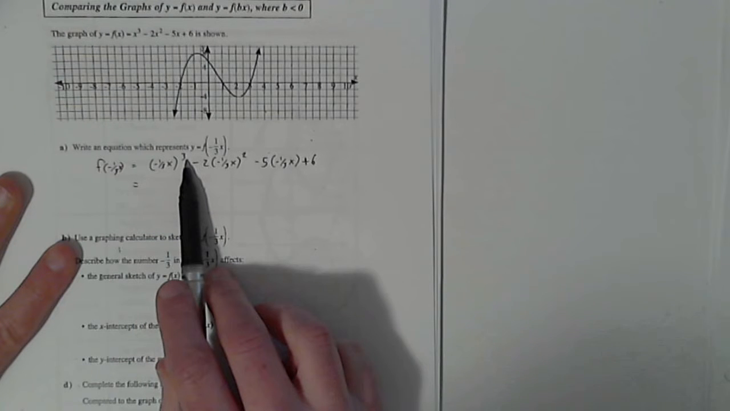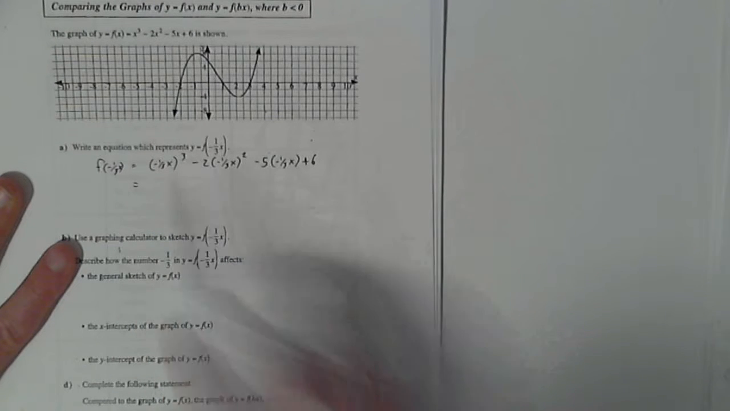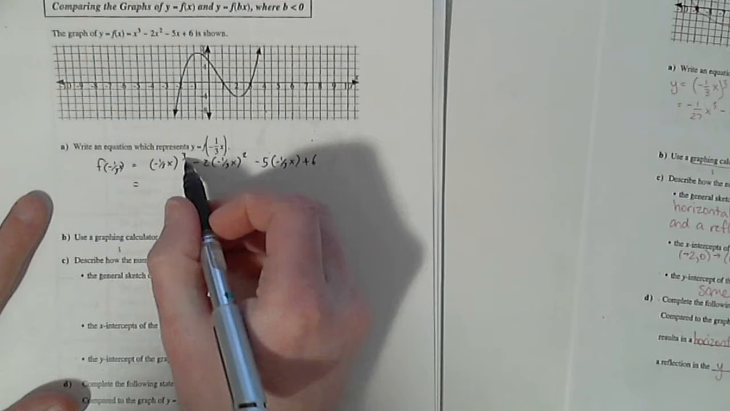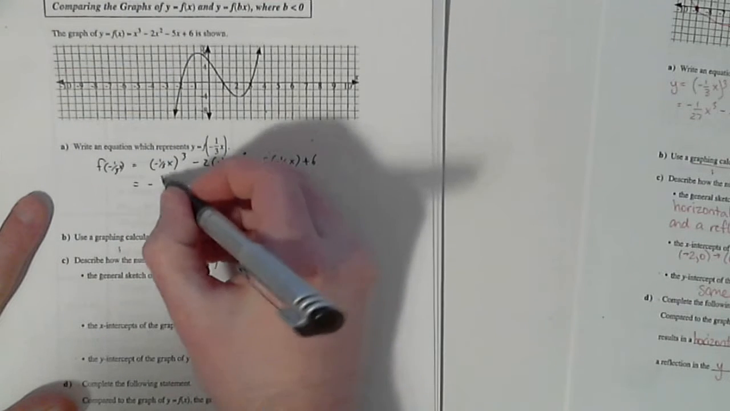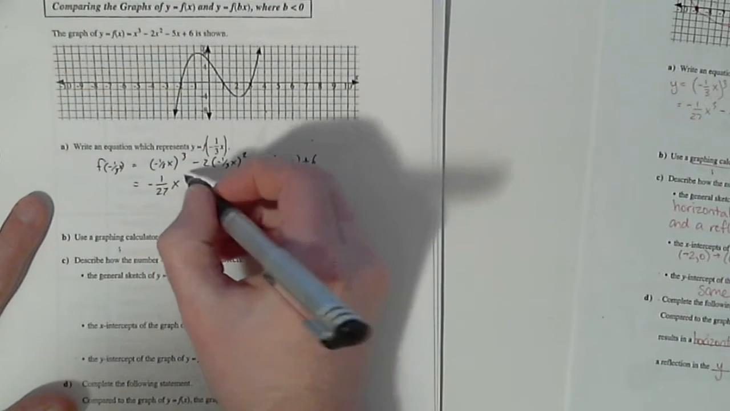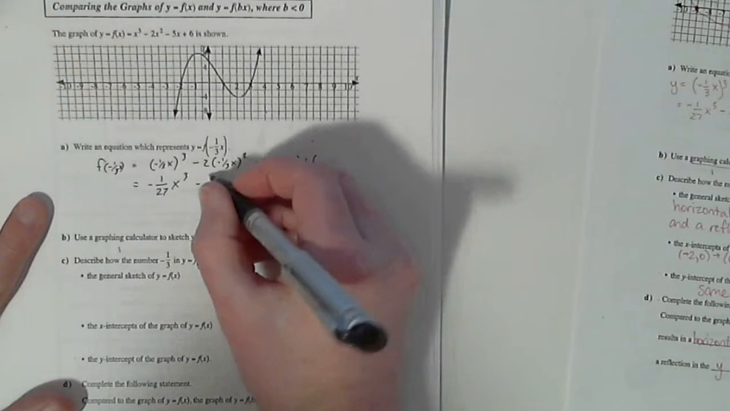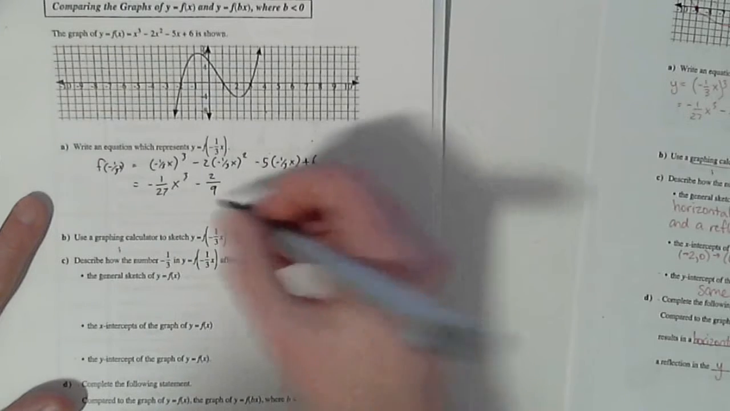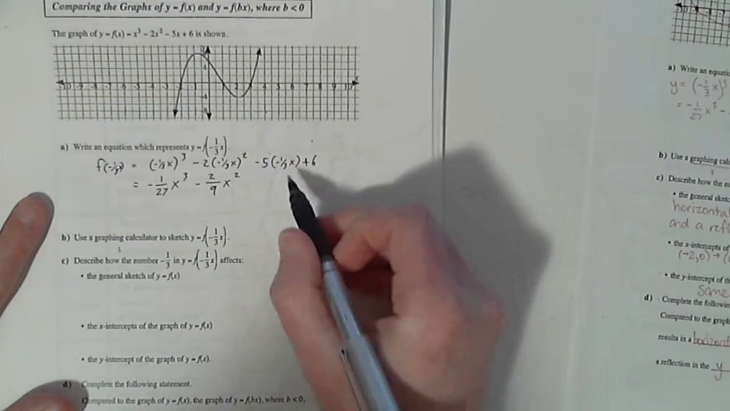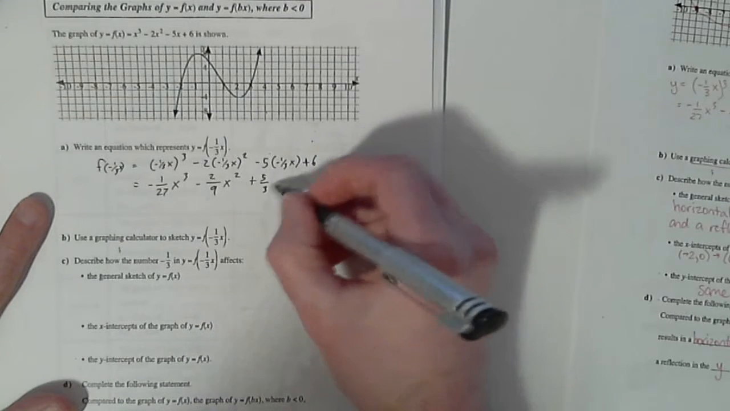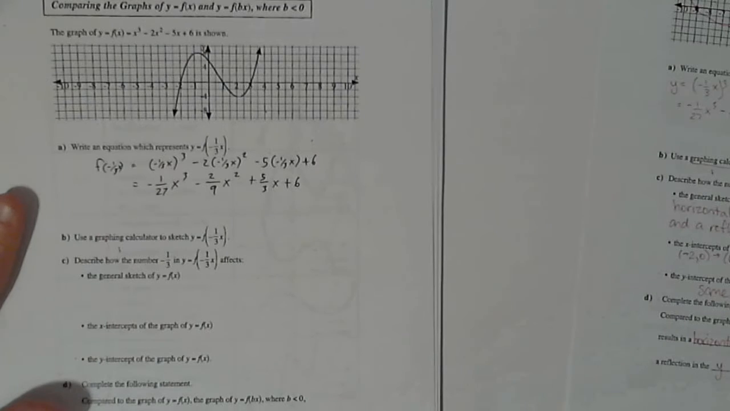So 1/3 to the power of 3 is going to be 1/27th, I believe. Let me make sure I get all the right numbers. Yeah, and negative cubed is still negative, so -1/27 x cubed. This is going to be positive, so it's still negative: -2 over 3 squared, which is 9, x squared. Minus, so plus 5/3 x plus 6. So there's our function. Now we need to graph it.